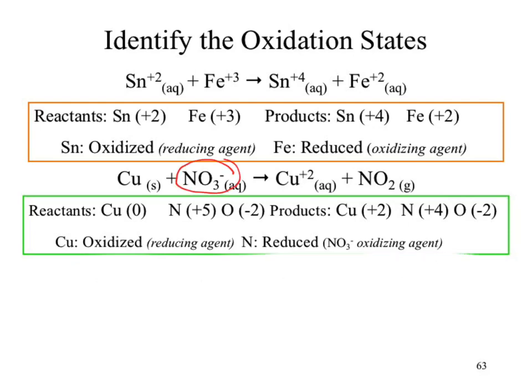I want to take a look at that red circled species. What is that red circled species? Nitrate. Okay. And when I go through and look at nitrate, I have to determine the oxidation states. How many nitrogens are there? 1. Okay, what is the oxidation state of nitrogen? X. I have to solve for it.